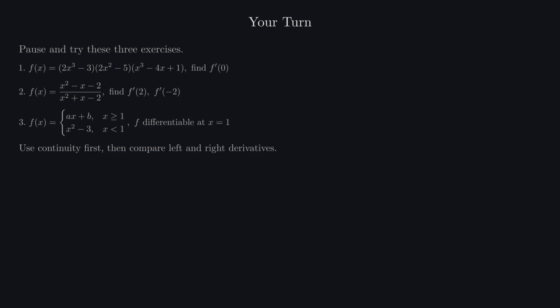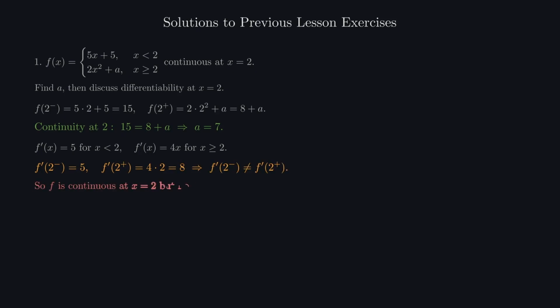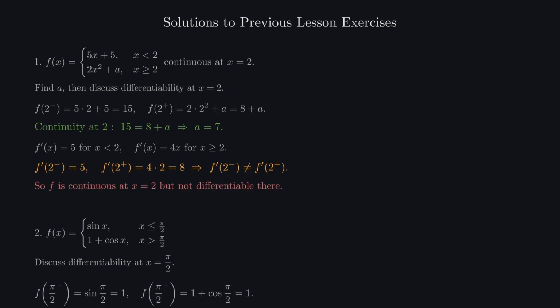Before we finish, let's briefly look at the solutions of 3 exercises from the differentiation lesson. First, the piecewise function, which is given to be continuous at x equals 2. Matching the left and right values at x equals 2 gives.